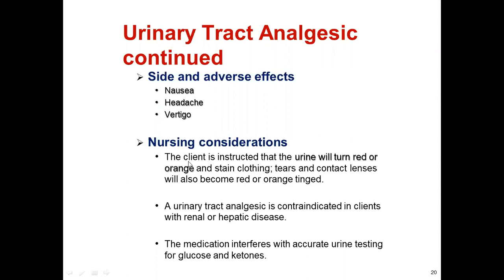For nursing considerations, the client is instructed that the urine will turn red or orange and also stain clothing, and tears and contact lenses will also become red or orange. So if you give the urinary analgesic, it is important to tell your patient about the side effects. The urinary tract analgesic is contraindicated if the patient has renal impairment or liver disease. So before giving, it is good to check renal or liver function. This medication also interacts with accurate urine testing for glucose and ketones, so if you check glucose or ketones, there is a chance of a false positive in the urine test.